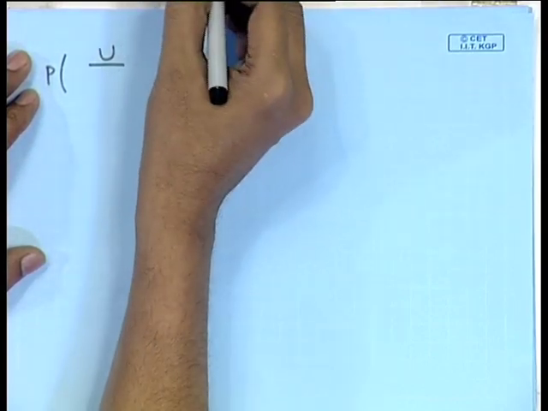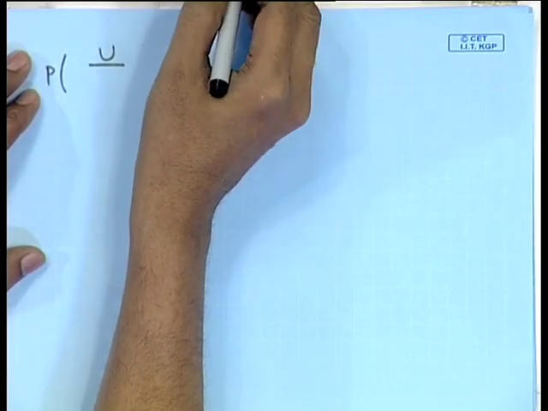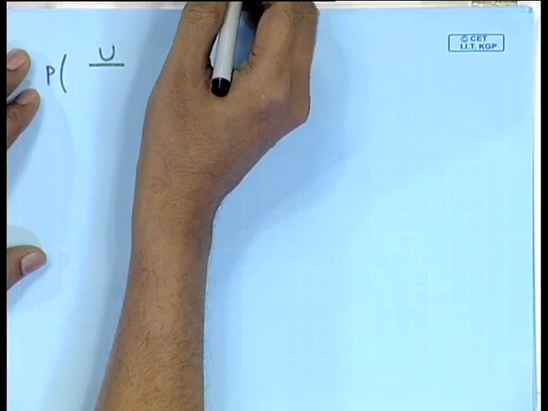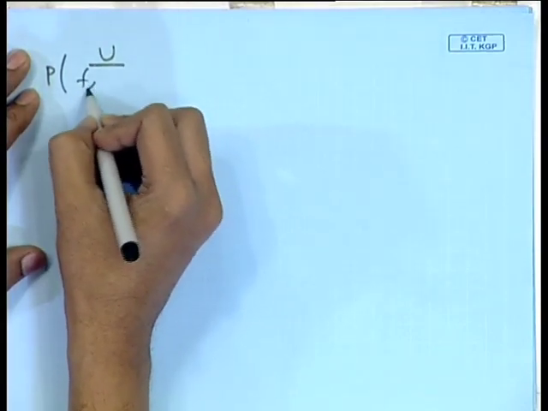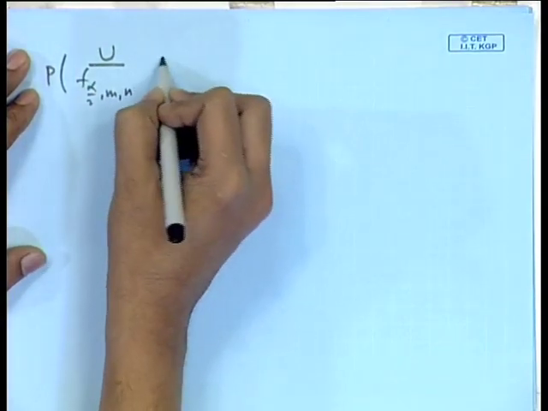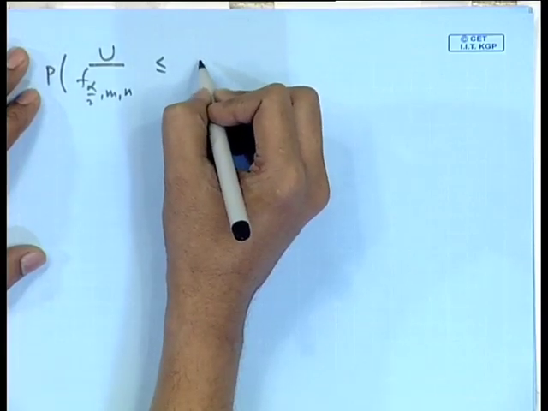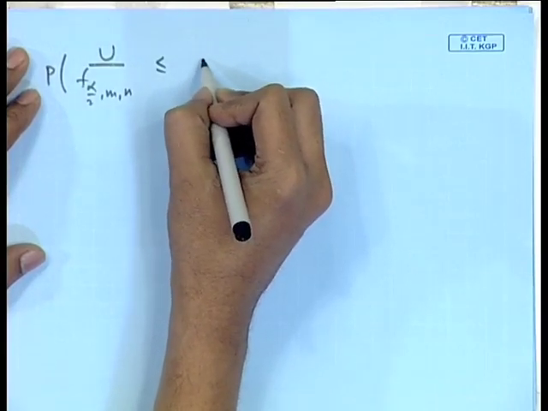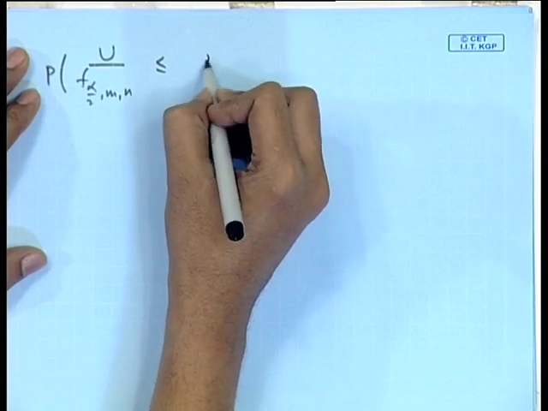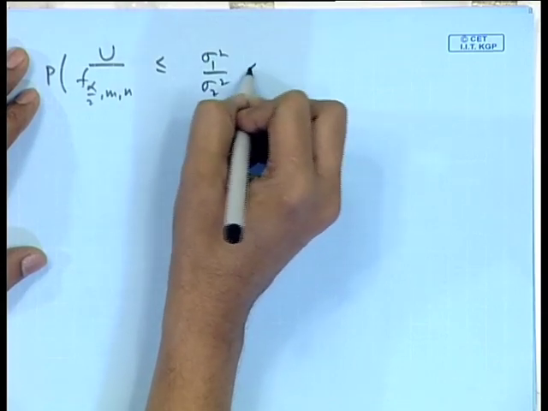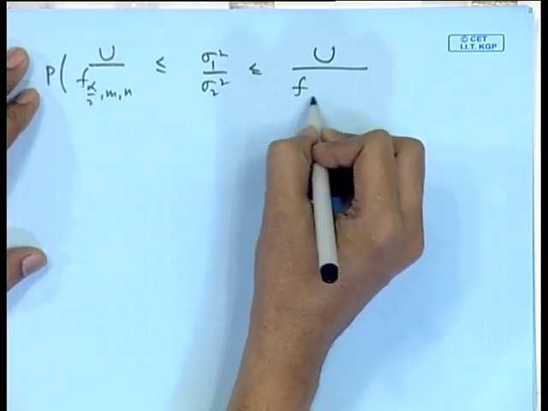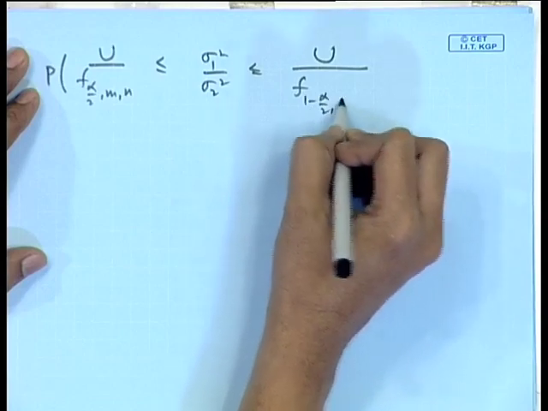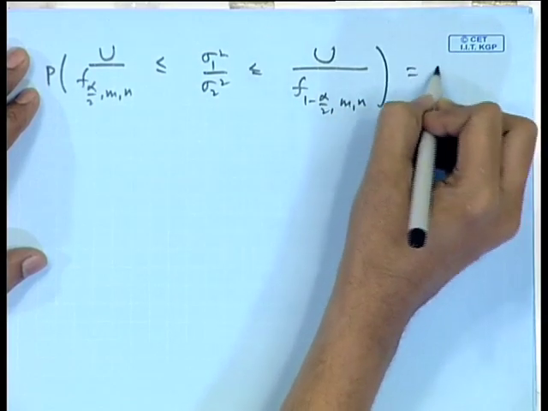divided by f alpha by 2 m n less than or equal to sigma 1 square, that is 1 by psi, it becomes sigma 1 square by sigma 2 square less than or equal to u divided by f 1 minus alpha by 2 m n, that is equal to 1 minus alpha.